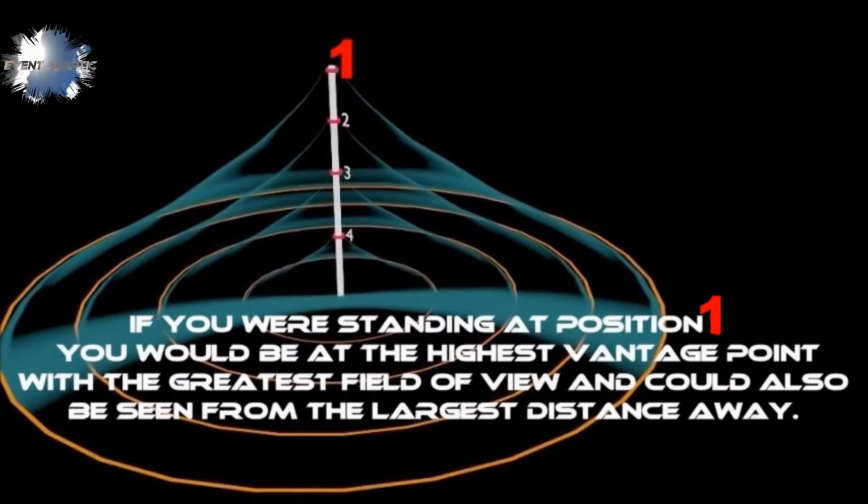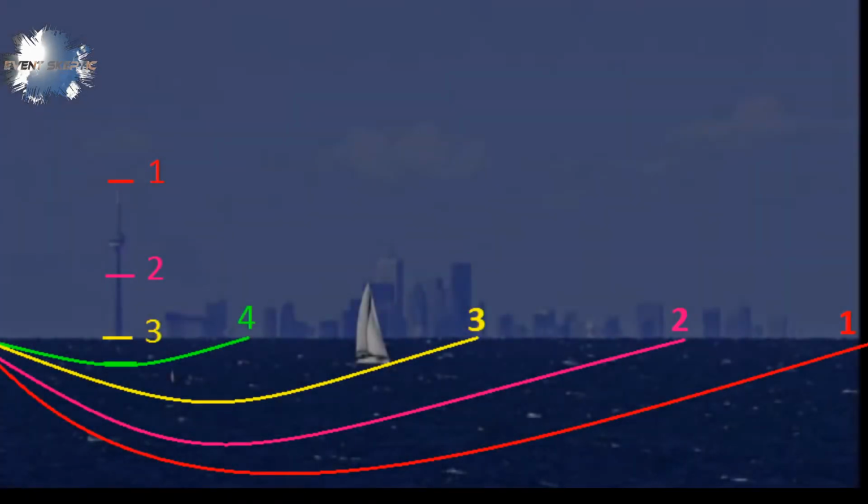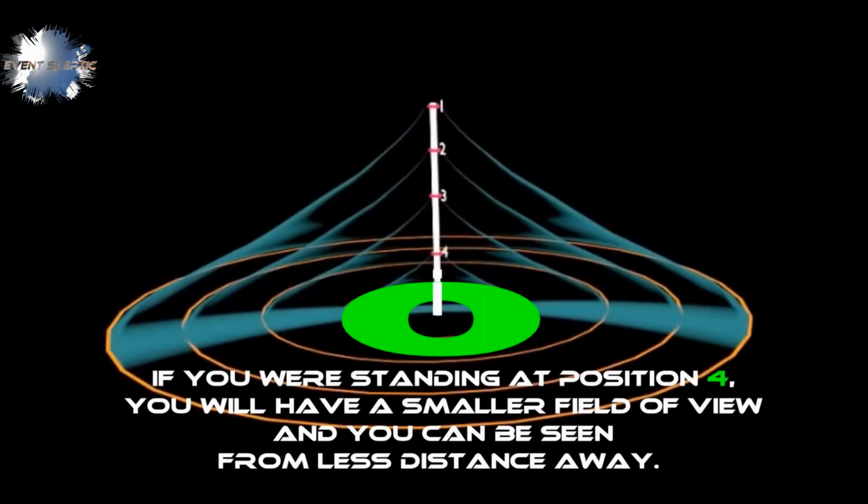If you were standing at position 1, you would be at the highest vantage point with the greatest field of view, and you would be seen from the largest distance away. If you were standing at position 4, you will have a lower field of view, and you can be seen from far less distance away.